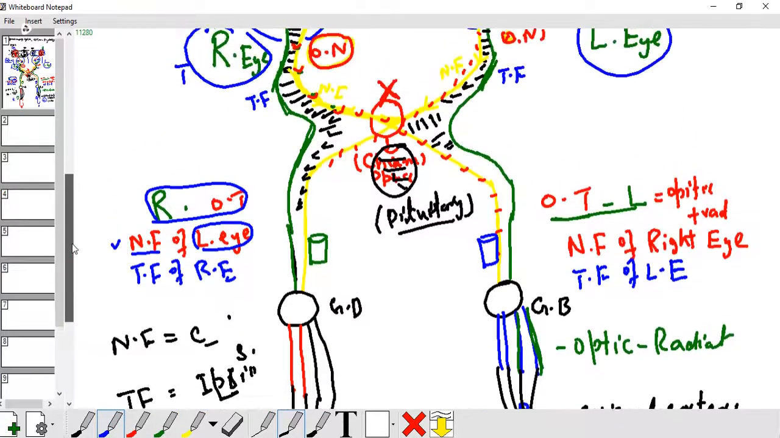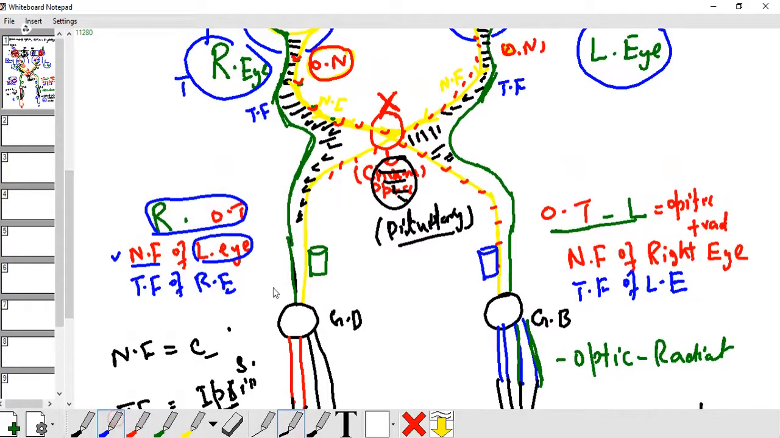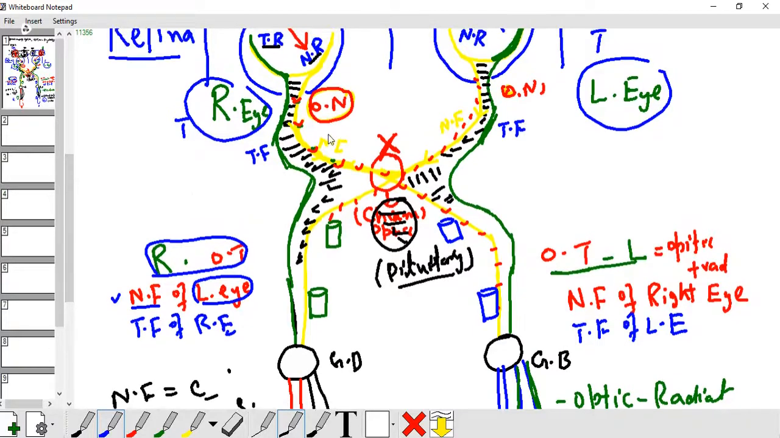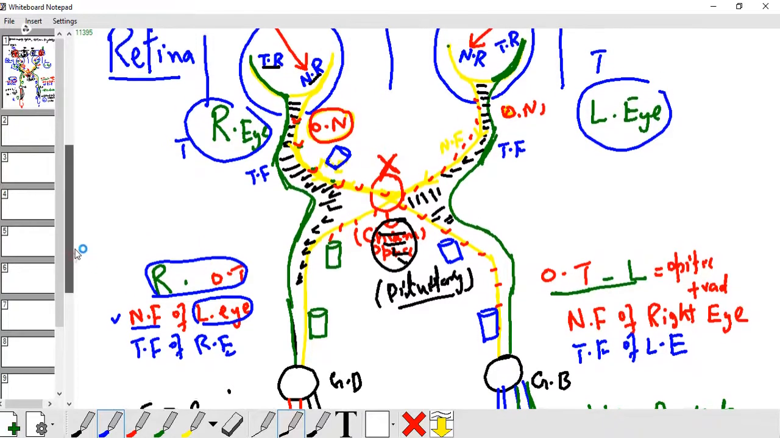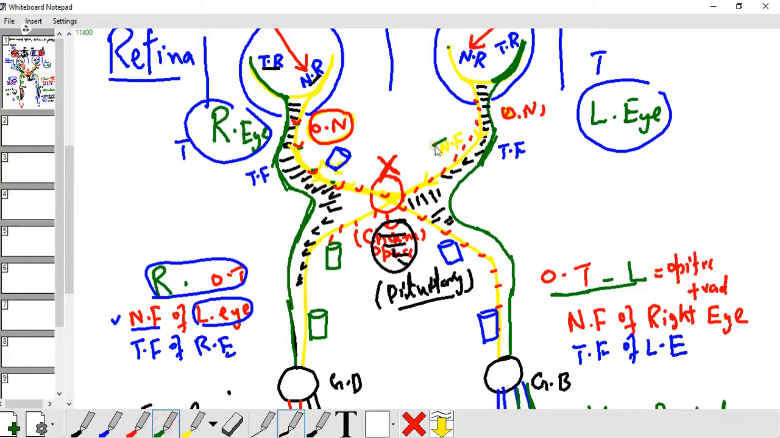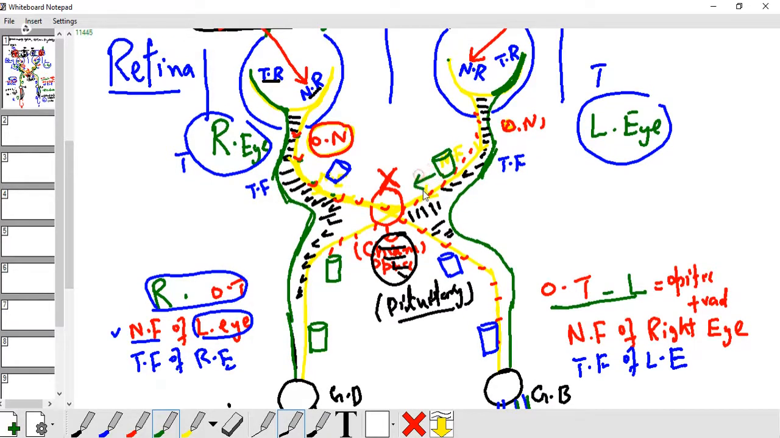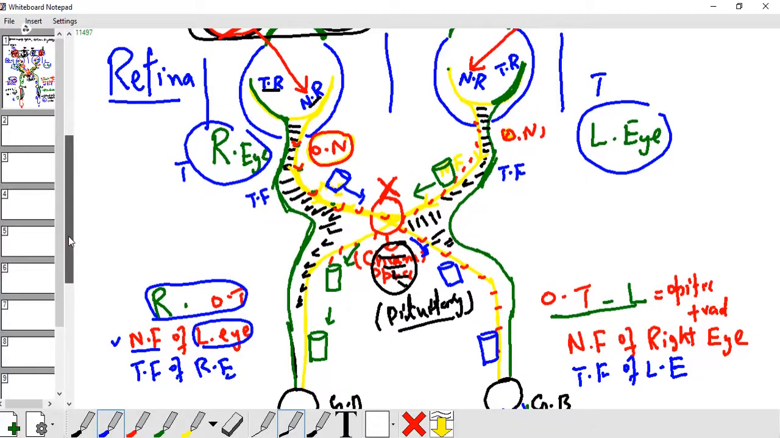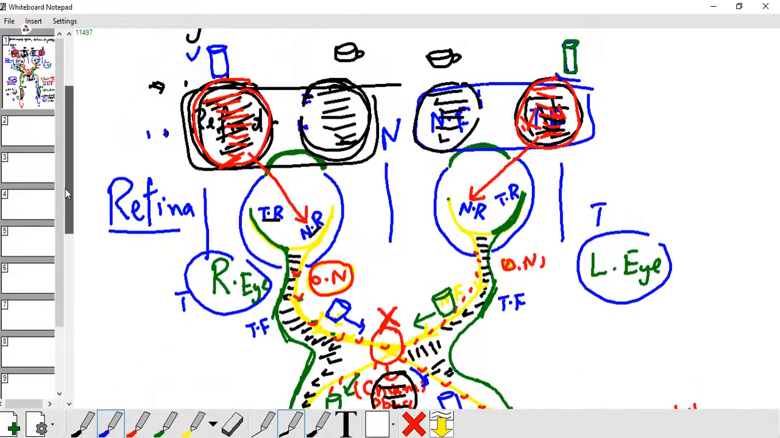Because here you can see the picture here, that these images now crossing to opposite side. And this side glass image now going to optic chiasm, and this side glass image going to the other side. Now easily can see this glass image now going to opposite side of brain, okay, and this glass image also going to opposite side of the brain. Clear? Okay, now move on to the cup.